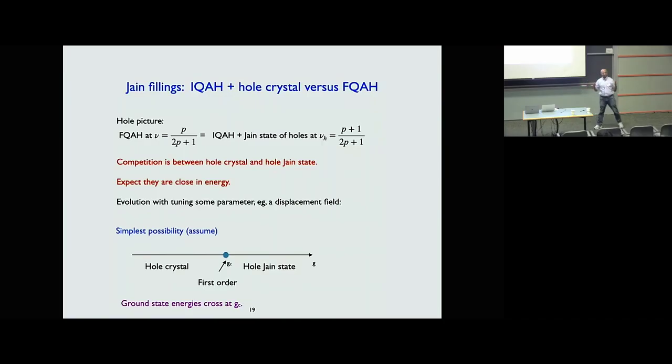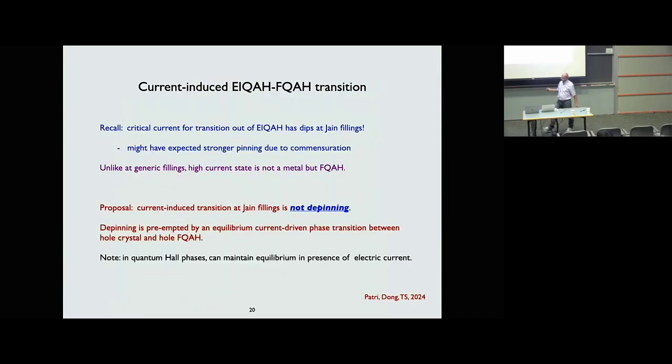In studies of fractional quantum Hall, people know that crystal and quantum Hall states are very close in energy. So with the evolution with some tuning parameter, like displacement field, we expect that both states can be stable in some range of parameters, with the simplest possibility being a first order transition, right? And I'll just assume it's first order. So then, with this in mind, let me provide an interpretation of the experiments.